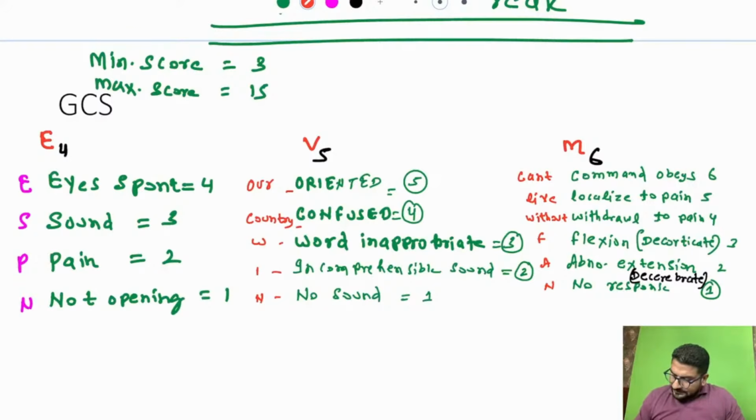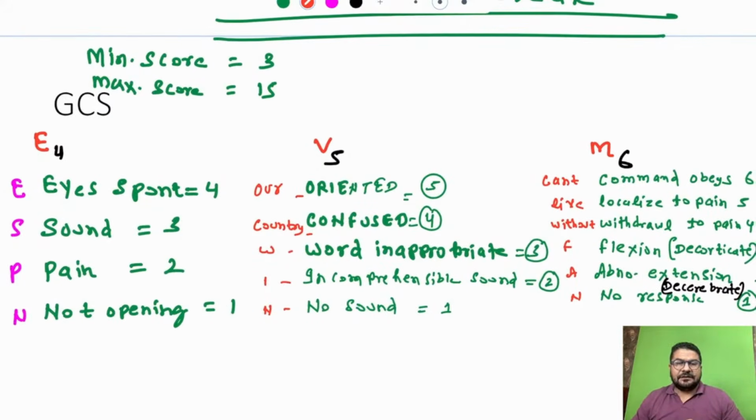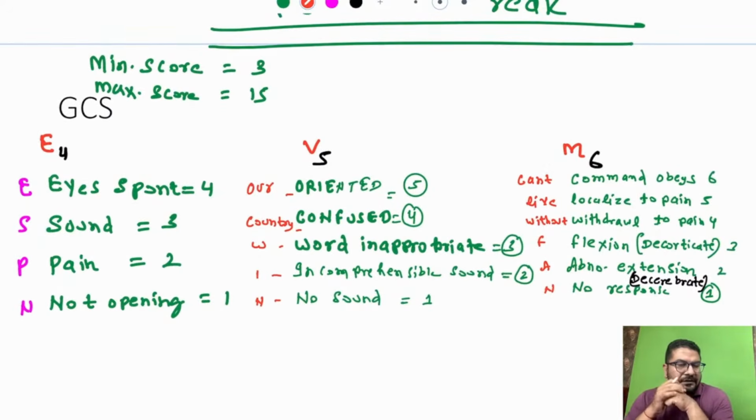Okay, now coming to this, अब आपको क्वेश्चन कैसे पूछेंगे? They will add everything and they will ask you like, a patient met a road traffic accident. He came to you with his eyes opening only to sounds. He is confused and he is localizing to pain. Calculate the GCS. So इस तरीके से आपको एक क्वेश्चन एग्जाम में पूछना है. They will ask you to calculate GCS.